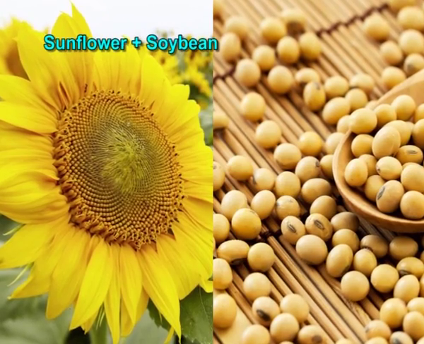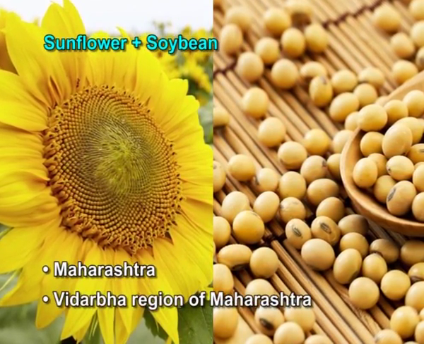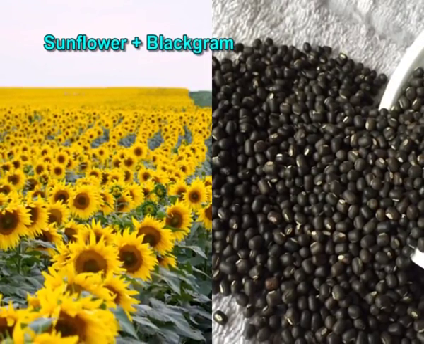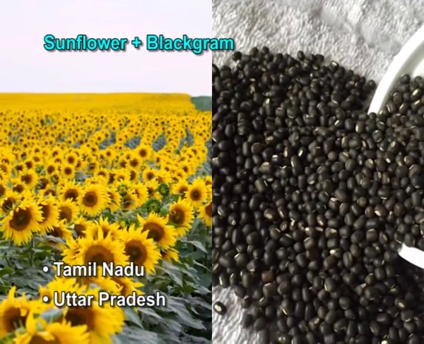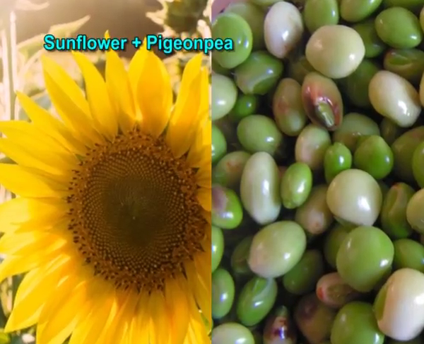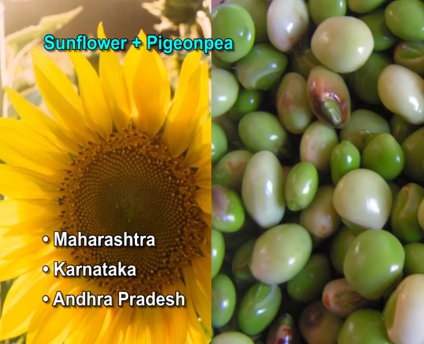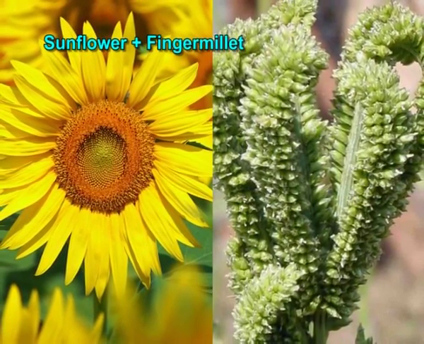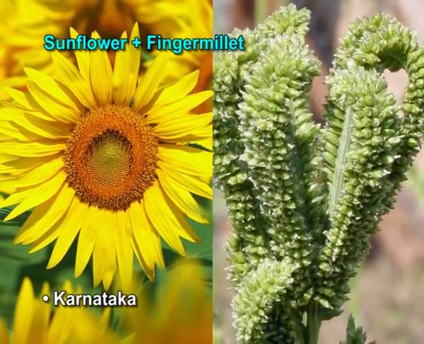Sunflower plus soybean in 1:2 in Maharashtra and Vidarbha region of Maharashtra. Sunflower plus black gram in 1:3 ratio in Tamil Nadu and Uttar Pradesh. Sunflower plus pigeon pea in 2:2 ratio in Maharashtra, Karnataka, Andhra Pradesh. Sunflower plus finger millet with 2:4 row ratio is popular in Karnataka.